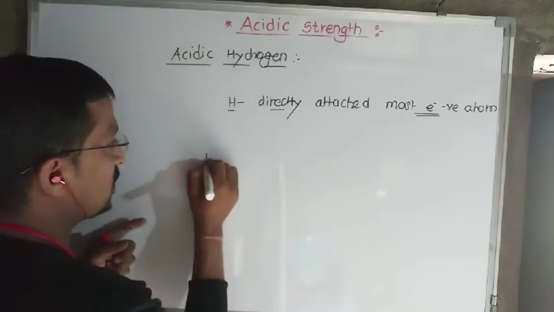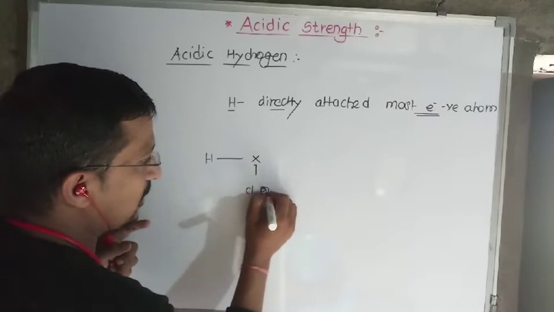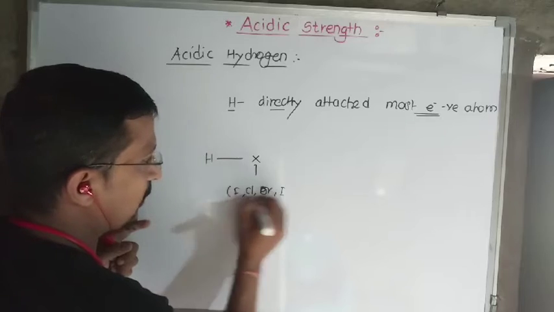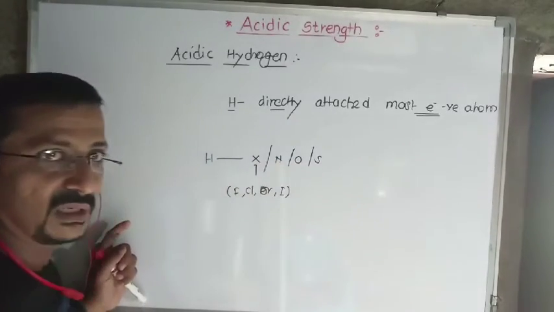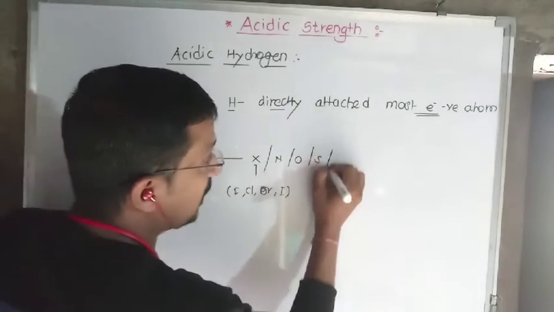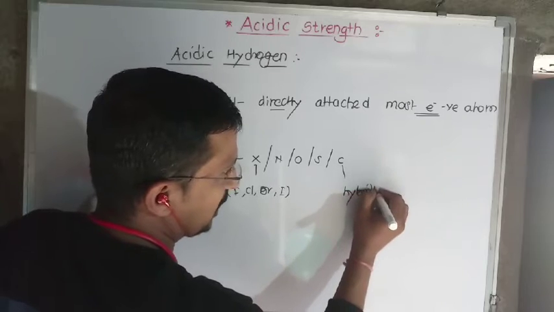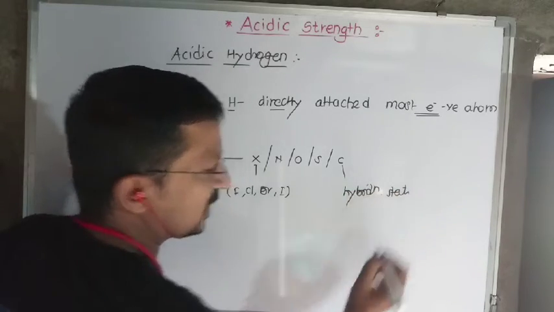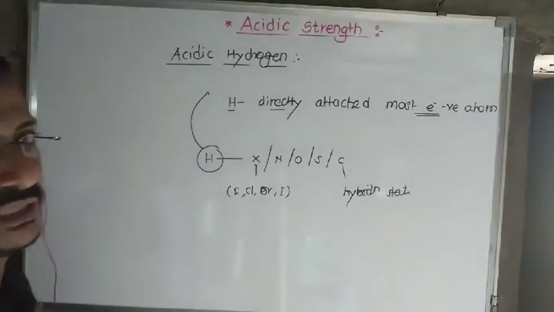Either this hydrogen is attached with halogens, which may be chlorine, bromine, iodine, or fluorine. It may attach with nitrogen, oxygen, or sulfur. Isn't it? It may also attach with carbon with a different hybridization state. So in all these cases, this hydrogen is termed as acidic hydrogen.